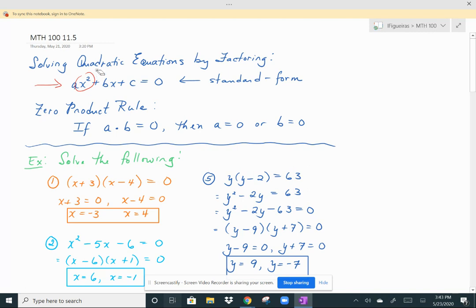When we factor these quadratic equations in order to solve it, we will also be using the zero product rule. The zero product rule says that if two expressions are multiplied together, we're calling those expressions A and B, and they equal 0, then that means that A must equal 0 or B must equal 0, or possibly both. So let's do a few examples and see how this works.